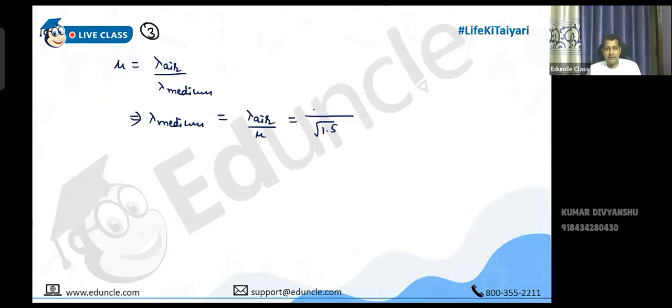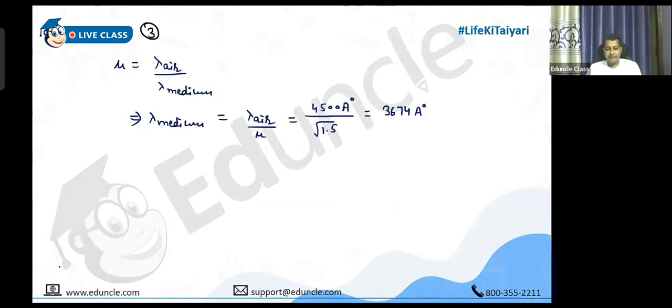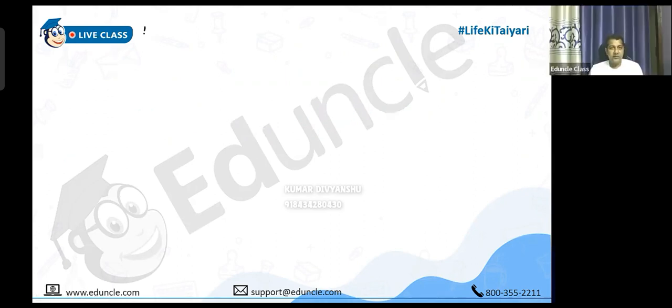If you solve it, you will end up getting 3674 angstrom. D option. Please check everyone. Clear? Yes, sir. Basic question, but yet important. Utilizes your knowledge about the basics.